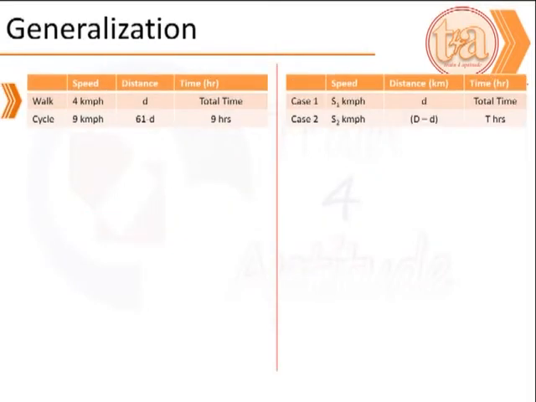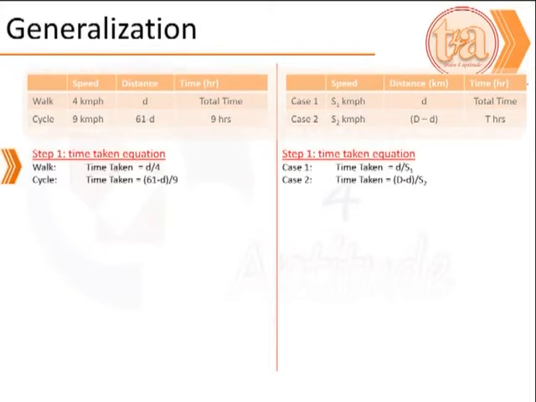To generalize the problem, let us assume there are two cases, case 1 and case 2, with speeds s1 and s2, covering distance d in case 1 and the total distance capital D minus the distance covered, small d, in case 2. The total time to cover this journey is also given to us.